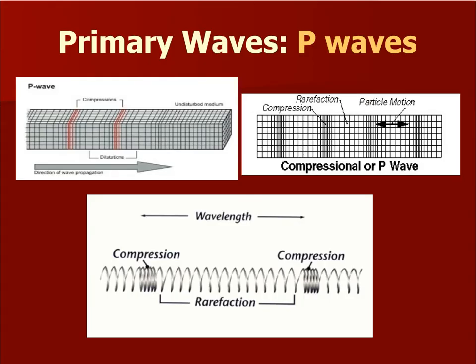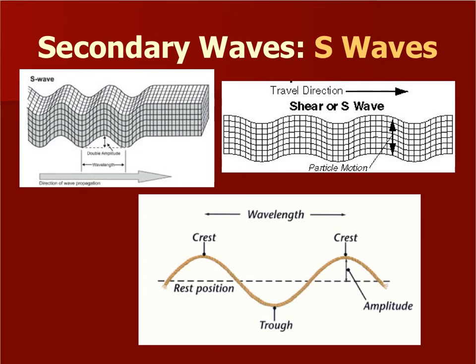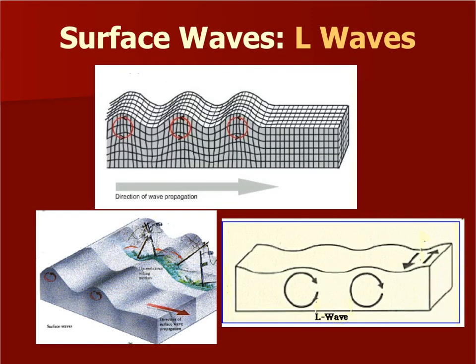This gives you an image of how different types of waves are going to move. These are your P waves, and they have the compression and expansion. And the expansion is called rarefaction. S waves have your S-type movement. You have crest and trough with these. And your surface waves, or L waves, have more of a rolling feature.